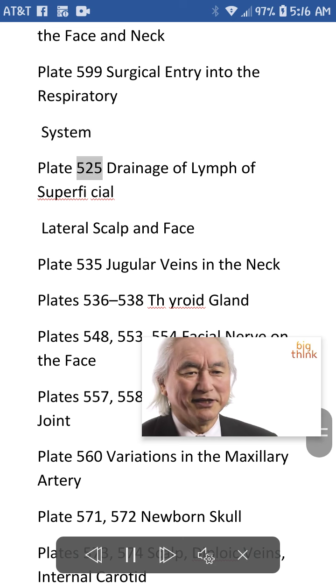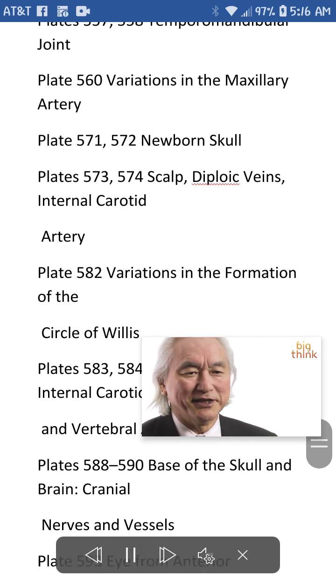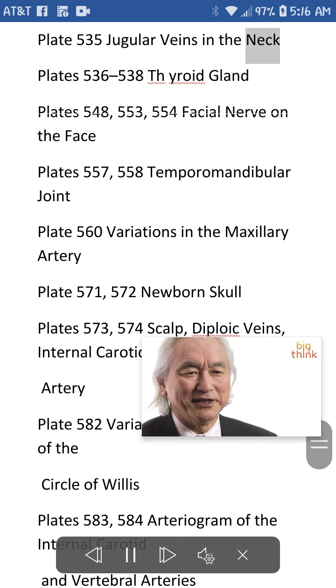Plate 525 drainage of lymph of superficial, lateral scalp and face. Plate 535 jugular veins in the neck. Plates 536 to 538 thyroid gland. Plates 548, 553, 554 facial nerve on the face. Plates 557, 558 temporomandibular joint.